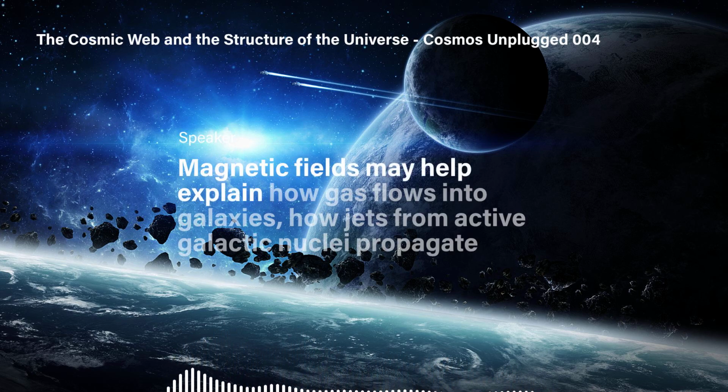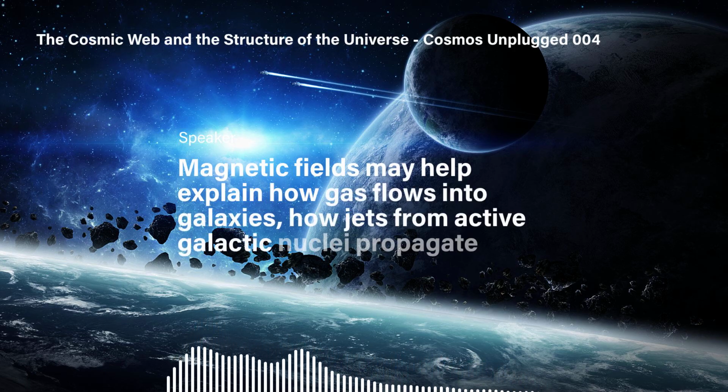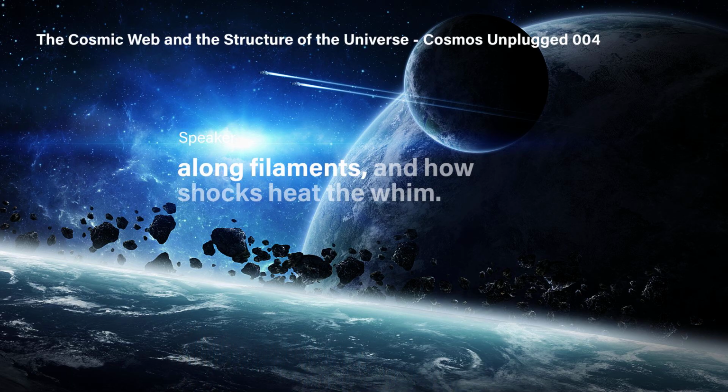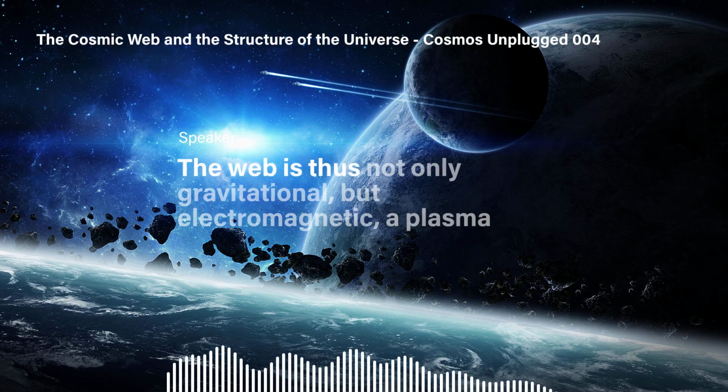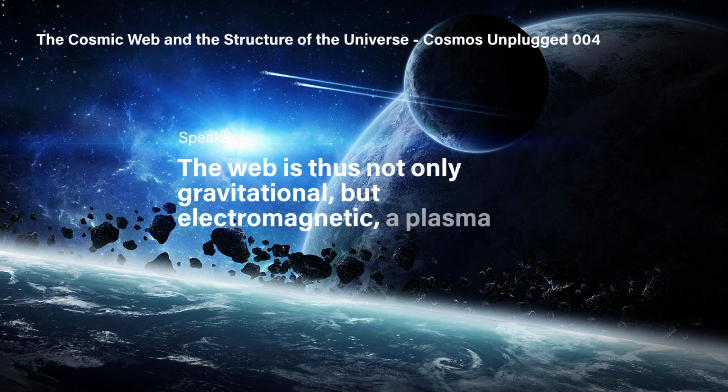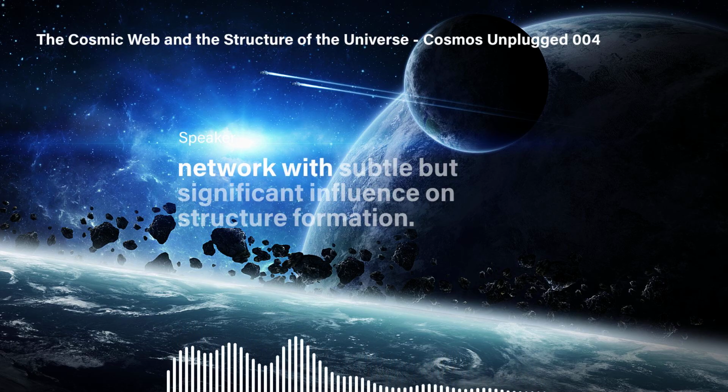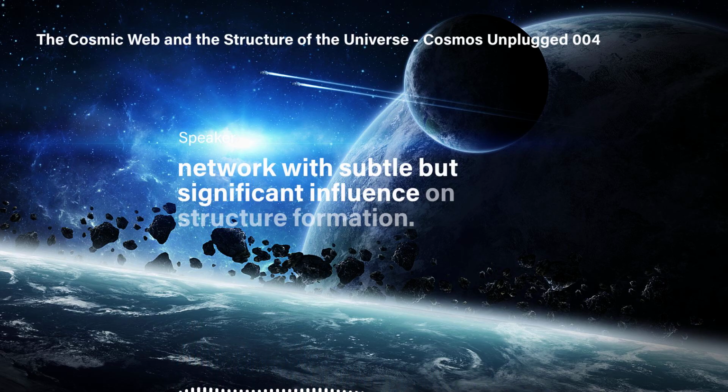Magnetic fields may help explain how gas flows into galaxies, how jets from active galactic nuclei propagate along filaments, and how shocks heat the WIM. The web is thus not only gravitational, but electromagnetic. A plasma network with subtle but significant influence on structure formation.